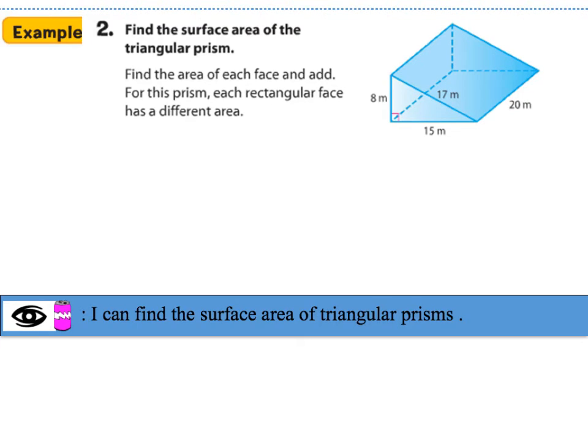For example 2, it says find the surface area of the triangular prism. So here's the triangular prism that they're giving us. The difference is now that we don't have a net, but what we can do is try to draw one out. If I'm looking at this shape, I know that the base of the triangular prism would be a triangle. So I'm going to draw one triangle here.